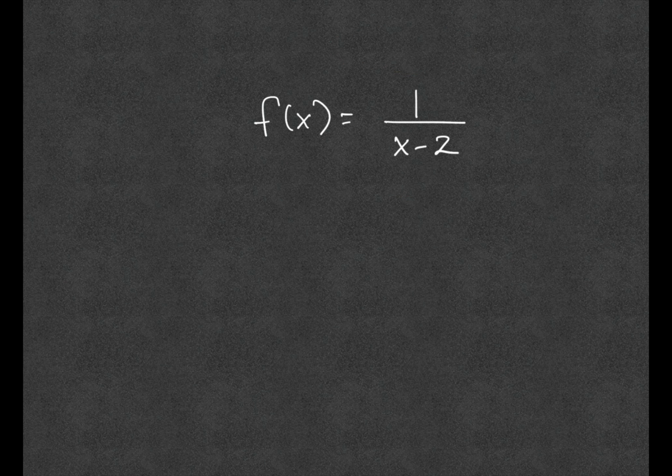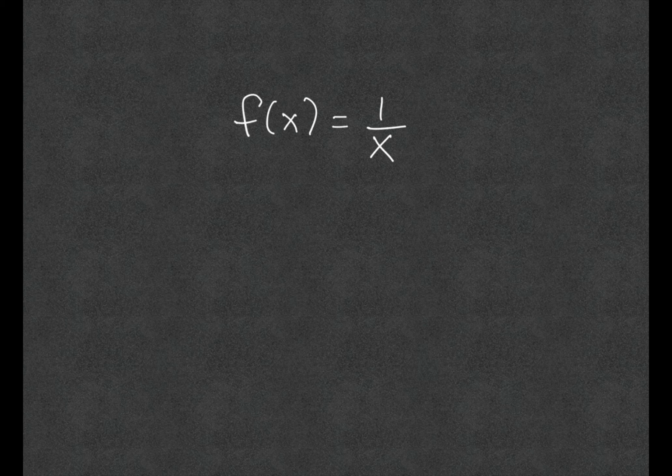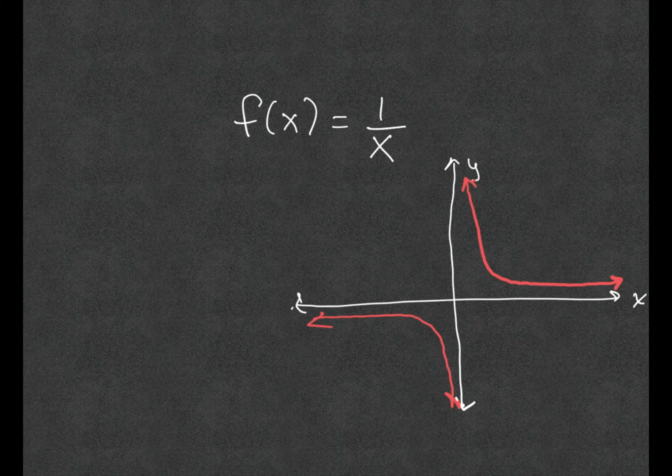Okay, last one's a rational function, f of x equals 1 over x minus 2. Before we do that, it might be helpful to start from the beginning. Let's take this a little bit simpler first. f of x equals 1 over x. What does the graph of a rational function look like? This is what it looks like. What's the domain? Well, what can x not be? You cannot divide by 0. Every other number is okay.